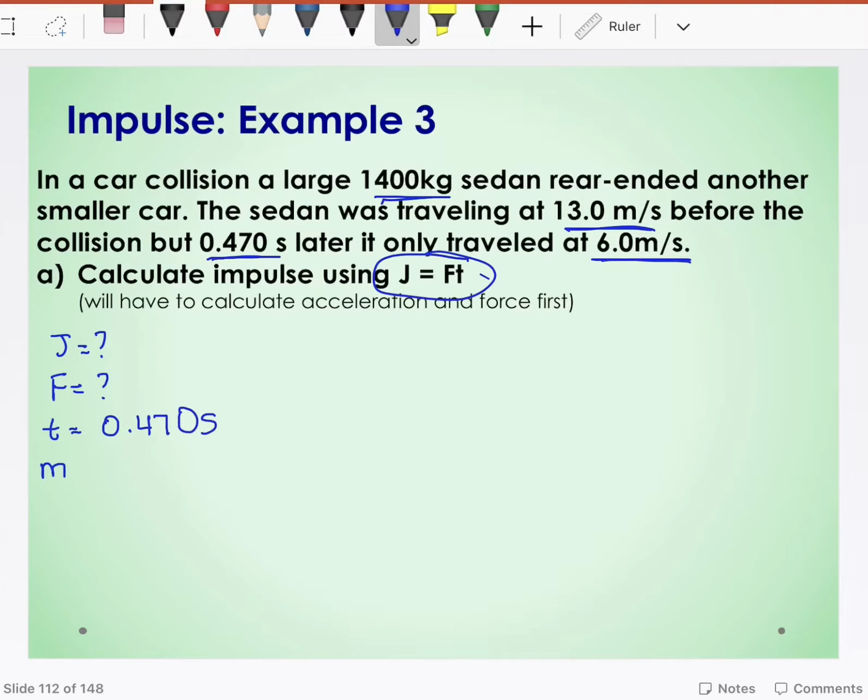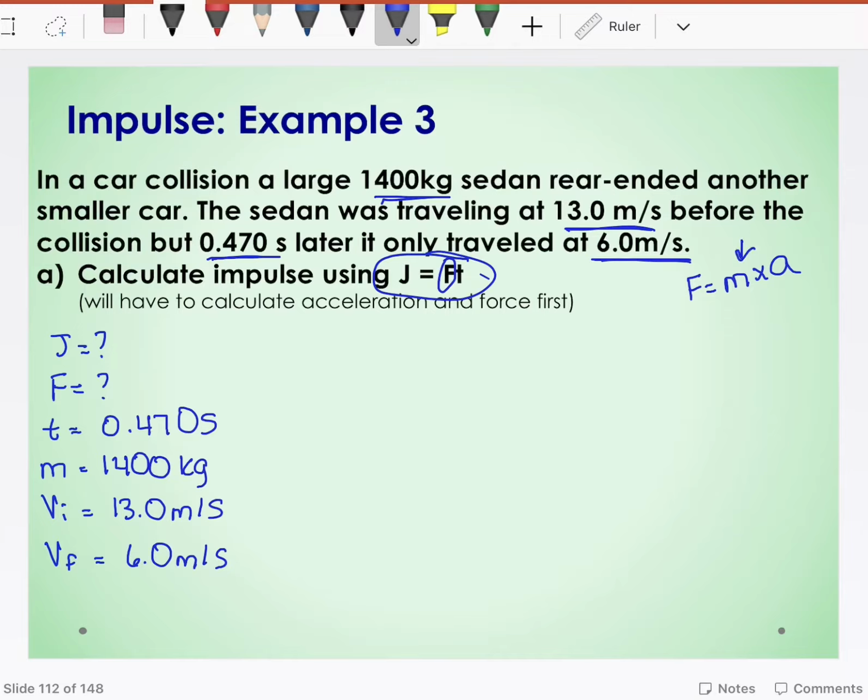we have a mass, we have an initial velocity, and we have a final velocity. Okay, what we need in order to be able to do this formula is really to calculate force. We know force is equal to mass times acceleration. We have mass, but we don't have acceleration.